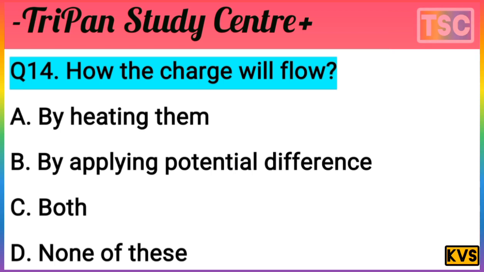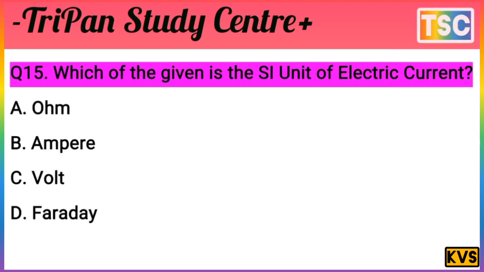You know that none of these is nothing here, but applying potential difference is the important answer here, because the charge will flow only by applying potential difference. It means option B is correct here, by applying potential difference. That's the important answer for this question. You know that the next question arrives here.